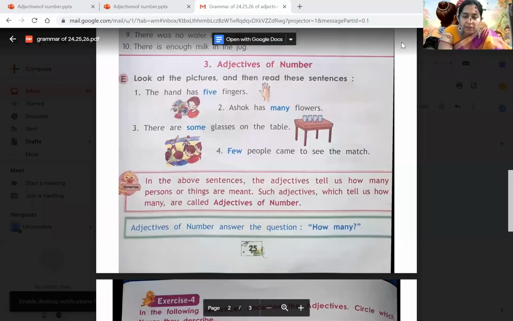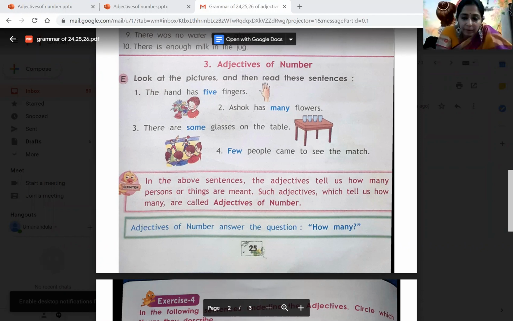One second, children. So children, I'll be concluding the topic with adjectives of number also. Adjectives of number, you can see the examples on the screen. The hand has 5 fingers. How many fingers? 5 fingers. So 5 comes as an adjective of number. Like how many? 5. Ashok has many flowers.